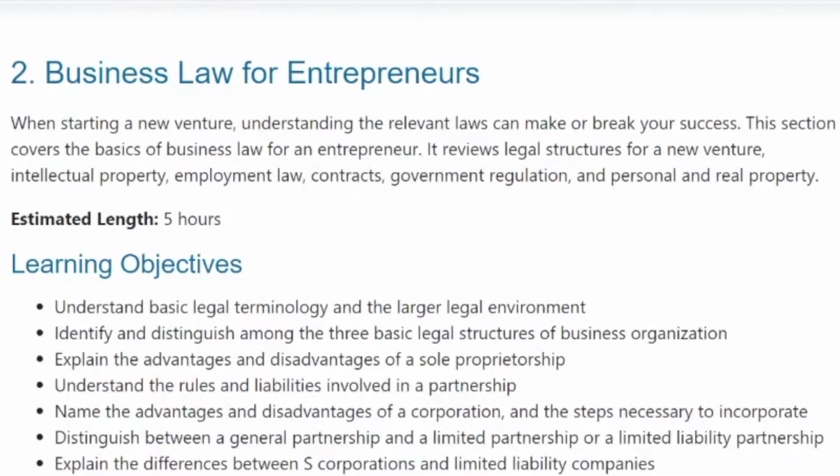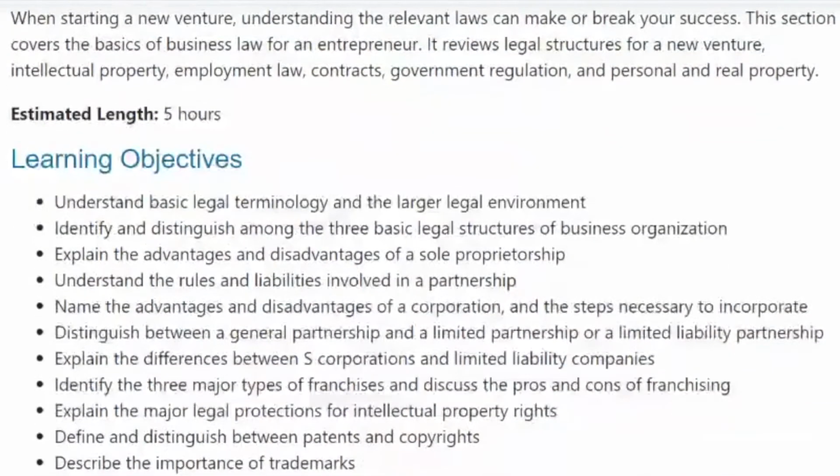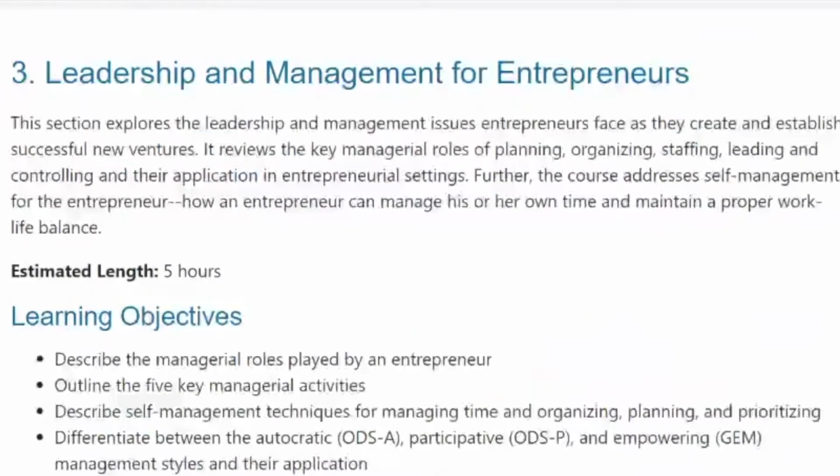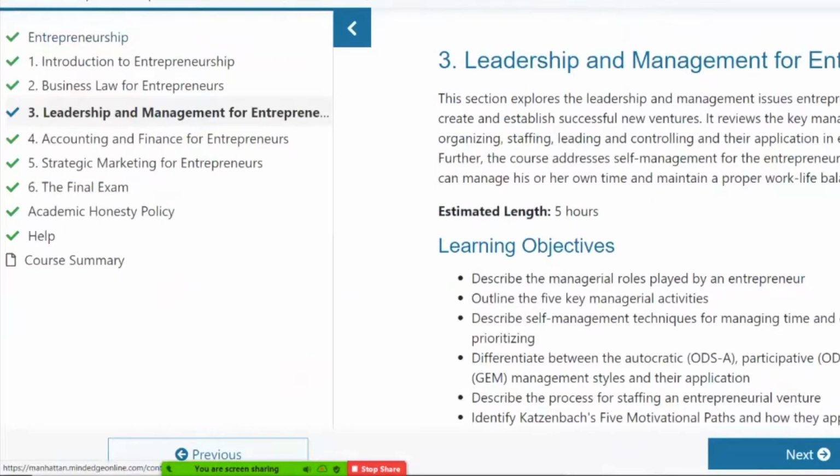Here it says that the second module is Law for Entrepreneurs. It's 5 hours, the learning objectives, and you continue clicking on the different areas. This introductory course is telling us that we should take these modules in order. Module number 1, Introduction to Entrepreneurship, module number 2, Business Law for Entrepreneurs, number 3, Leadership and Management for Entrepreneurs, etc. And finally, we take the exam.